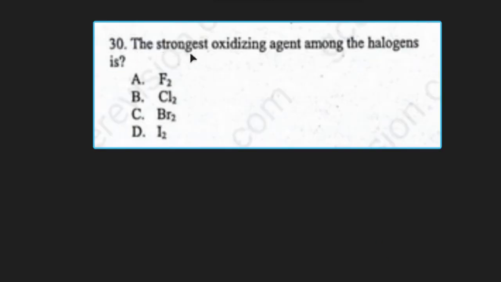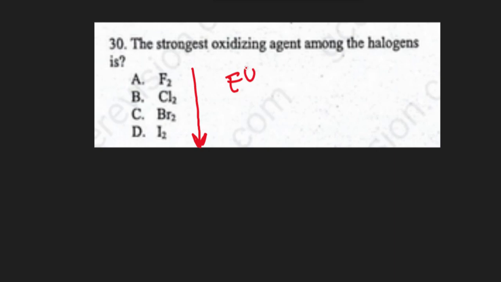Question 30. The strongest oxidizing agent among the halogens is? For the halogens, oxidizing power decreases down the group due to a decrease in electrode potential values. Fluorine happens to be the most powerful oxidant, and oxidizing power decreases as we move down the halogens. So fluorine is the strongest oxidizing agent of the halogens, making our answer A.